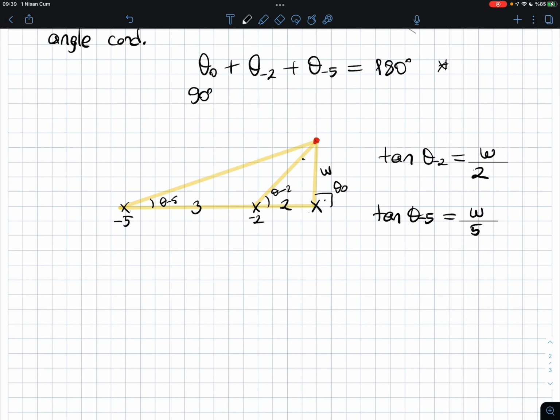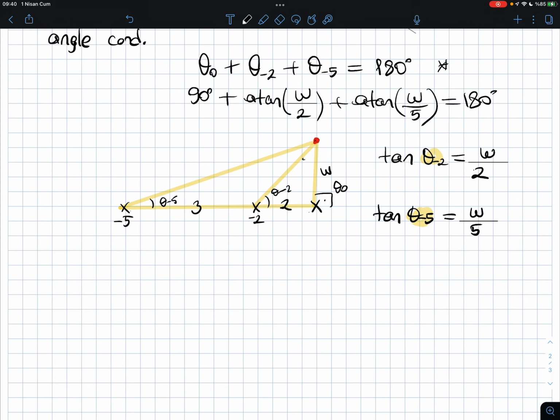So here in this equation, I know that the sum of the angles should be equal to 180 degrees. Therefore, what I need to do is look for this value here and this value here. So I need the inverse tangent, or a tan. So let's plug it in. A tan of omega divided by 2 plus a tan omega divided by 5 should be equal to 180 degrees.